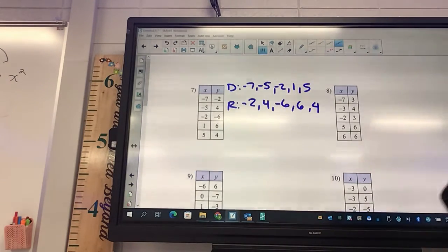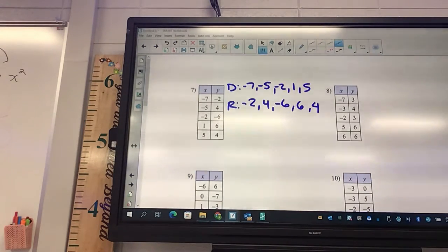Something wrong with this. What's wrong? Yeah, the 4. So we can't repeat the 4.